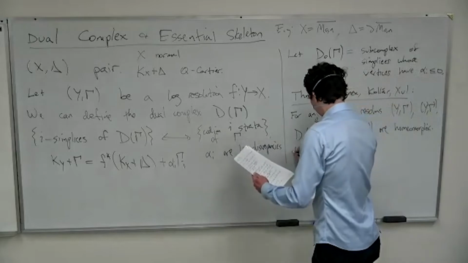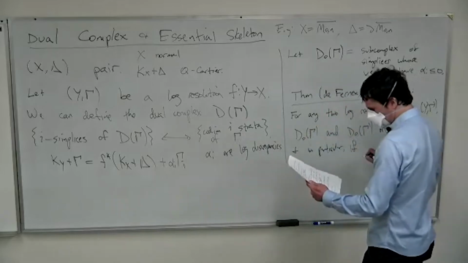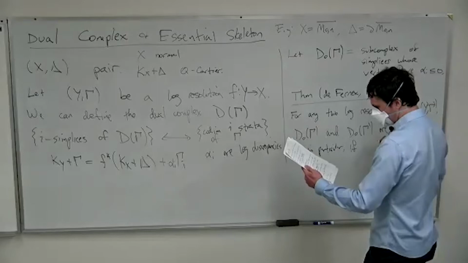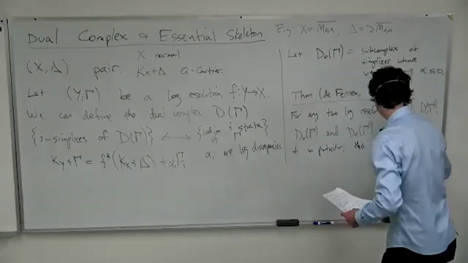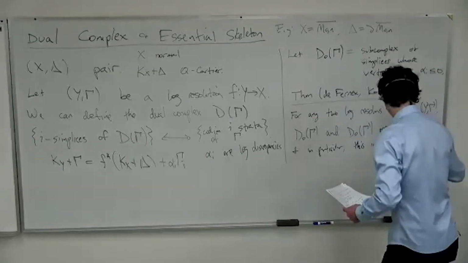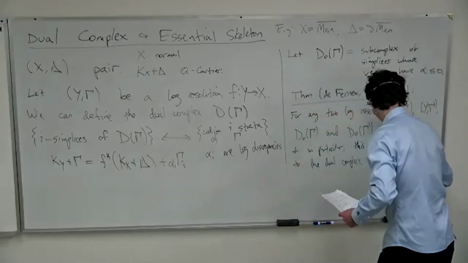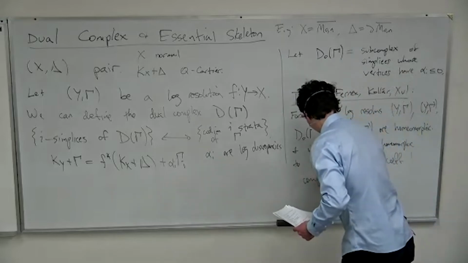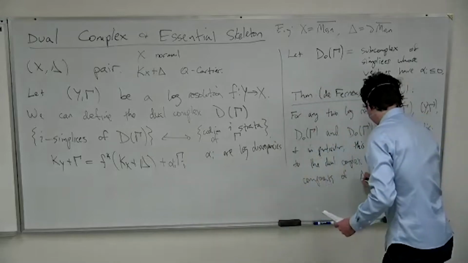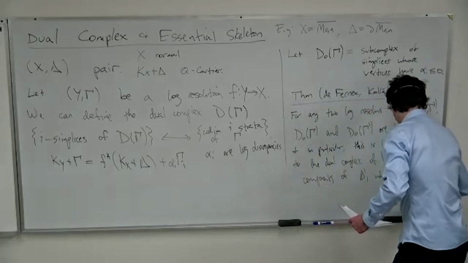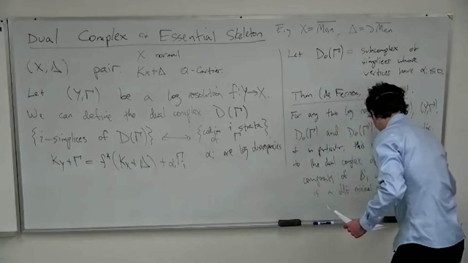And in particular, let's just say, this is homeomorphic to the dual complex of coefficient 1 components of delta prime, where x prime delta prime is a DLT minimal model of x delta.